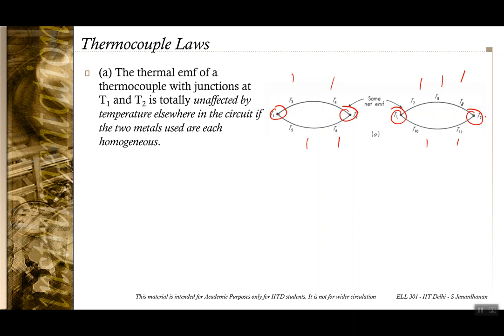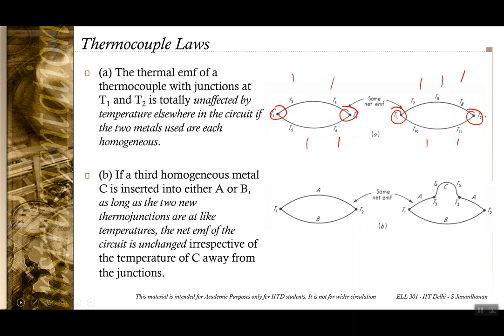What is required is that the junctions are at the same temperatures, then the net EMF is going to be the same. The second law is that even if you introduce a third material in between, so you have T1 and T2 as the junction temperatures between A and B, and you introduce the third material C, as long as the two junctions formed, AC and CB, are at the same temperature, the net EMF doesn't change.